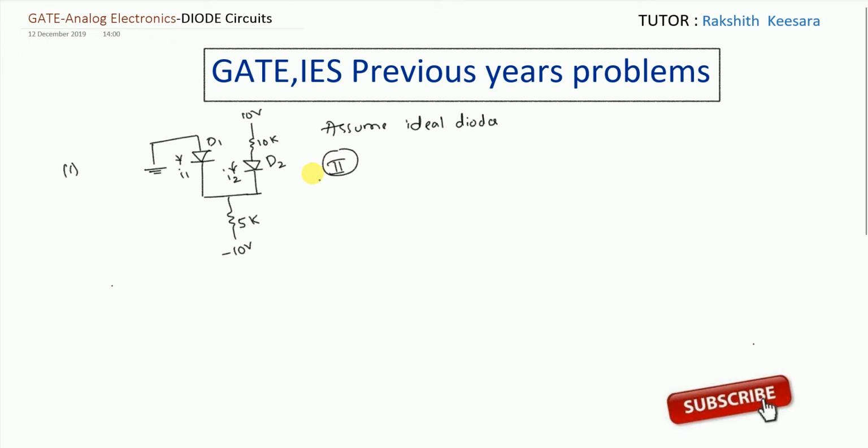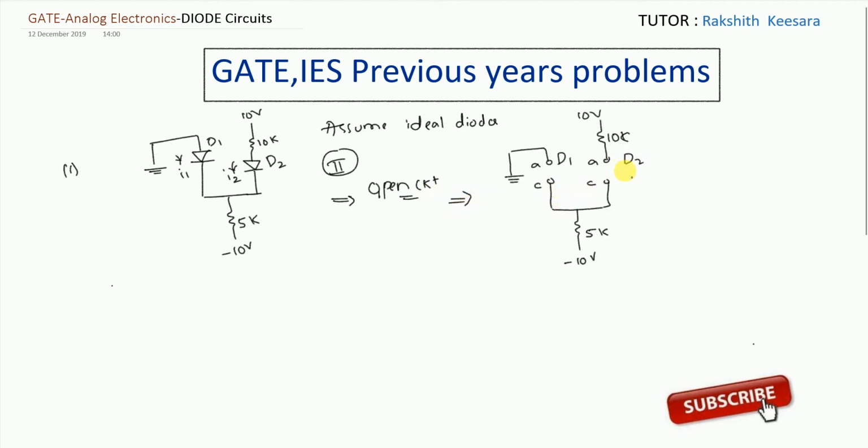So what is the first step we should do? We should open circuit the diode D1, open circuit the diode D2 and find out the VAC across D1 and VAC across D2. So first step is open circuiting. So I am drawing the equivalent circuit here. After this we should find the VAC across diode D1 and VAC across diode D2.